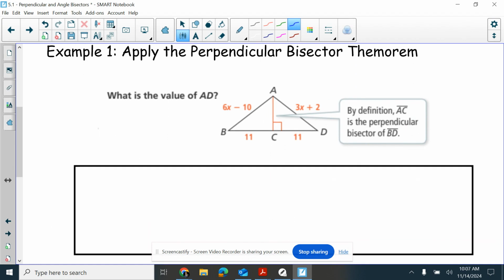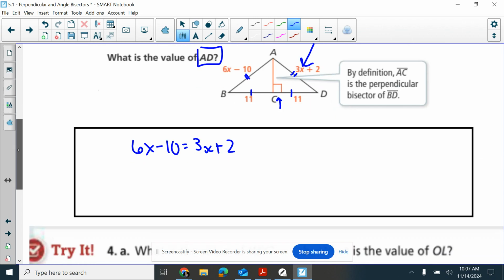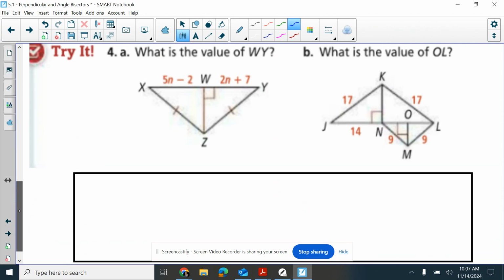With this, I notice that I have a perpendicular bisector because both sides are 11, and I see the perpendicular symbol. So that means that this side has to be equal to this side. So all I have to do is set those equal, solve it, and then if I want to figure out AD after I solve for x, I just plug it into this expression. So that's how you set it up. The big idea is understanding what's going to be congruent so you can set up the equation. And then you should be able to solve that equation for x.